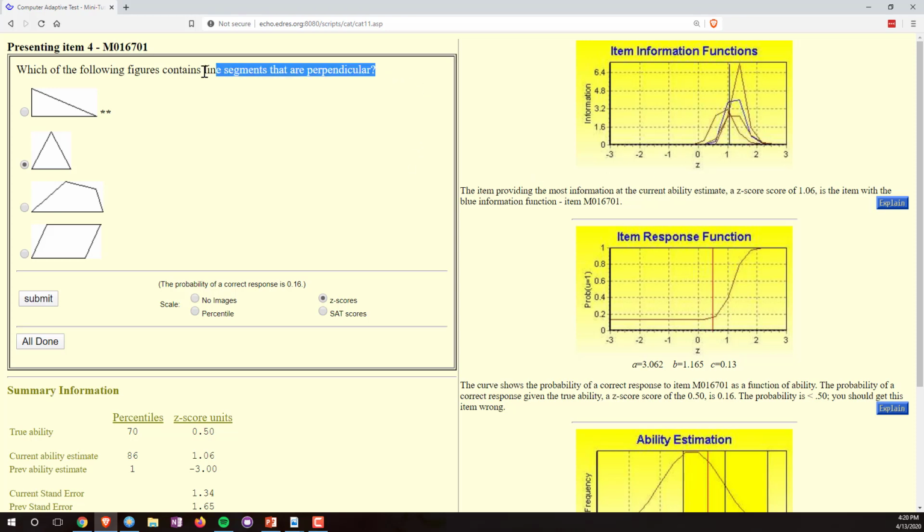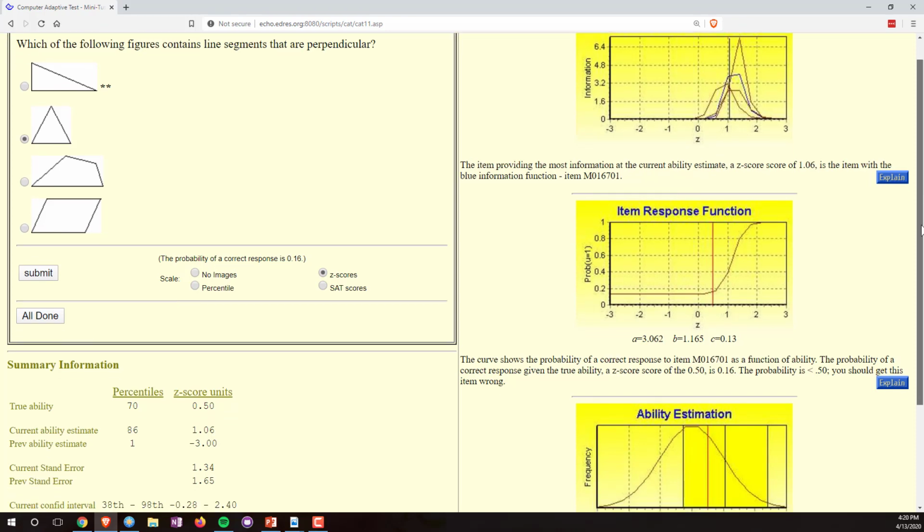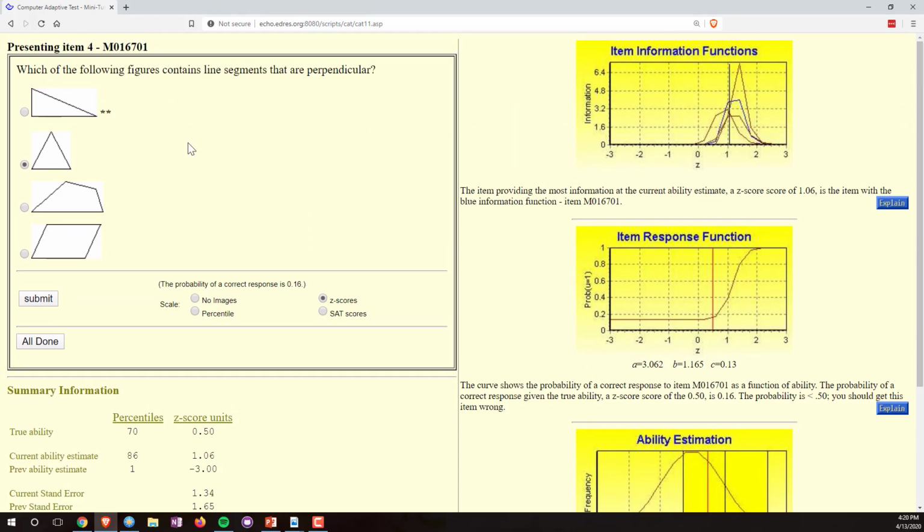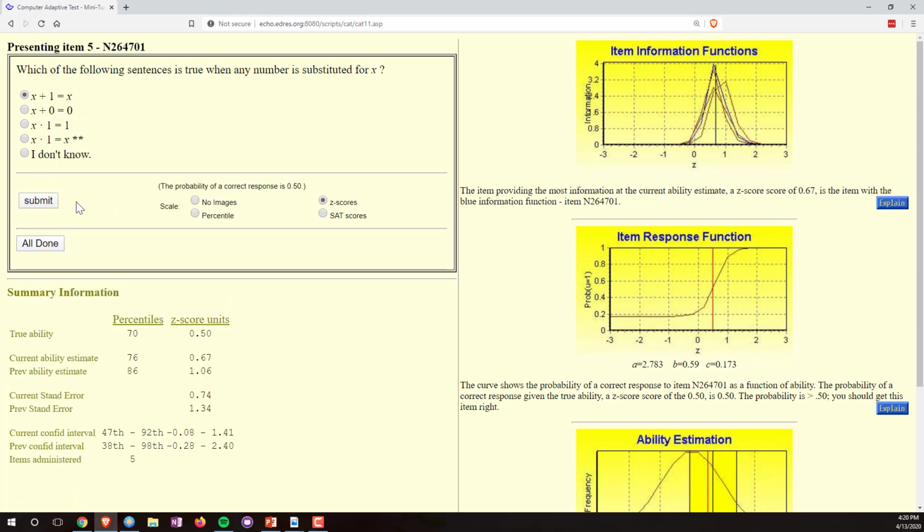This is the item. Line segment's perpendicular. And then it's figuring out, well, given this item and the item parameters are an A of 3, which is really high, and a B parameter of 1.16, we're actually somewhat unlikely to get this item right. It's 0.16. So it's going to have us miss this item too. So again, what it's doing is basically just having us respond the way that we are most likely to respond, either correct or incorrect. We're most likely going to be incorrect. So it's just having us do that. We're just going to go with that. And we're going to click through just a couple more of these.